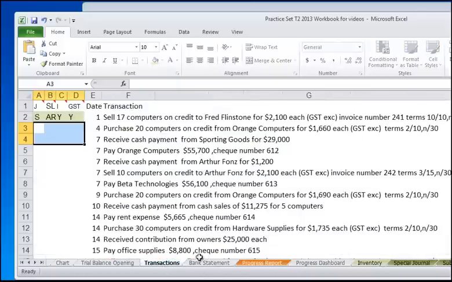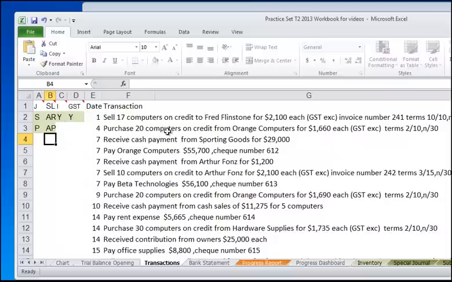Let's do the next transaction. Now, first decision is what journal does it go in? So if you make a sale on credit, it goes in the sales journal. If you make a purchase on credit, it goes in the purchases journal. If you make a sale on credit, you also need to update your accounts receivable subsidiary ledger. If you make a purchase on credit, you need to update your accounts payable subsidiary ledger.